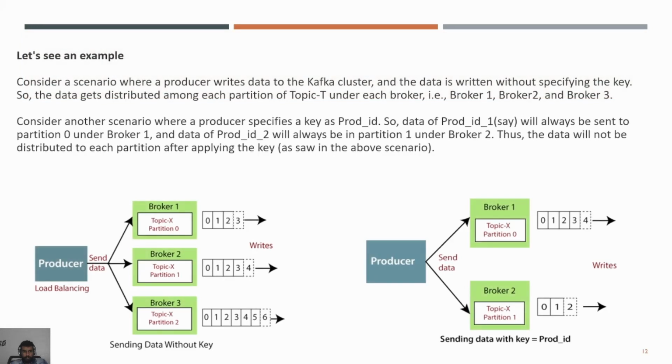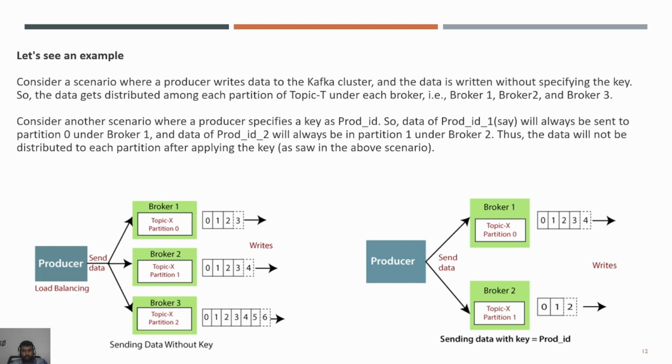Let's see an example. Consider a scenario where a producer writes data to the Kafka cluster, and the data is written without specifying the key. So, the data gets distributed among each partition of topic T under each broker, i.e., broker 1, broker 2, and broker 3. Consider another scenario where a producer specifies a key as prod ID. So, data of prod ID 1 will always be sent to partition 0 under broker 1, and data of prod ID 2 will always be in partition 1 under broker 2.